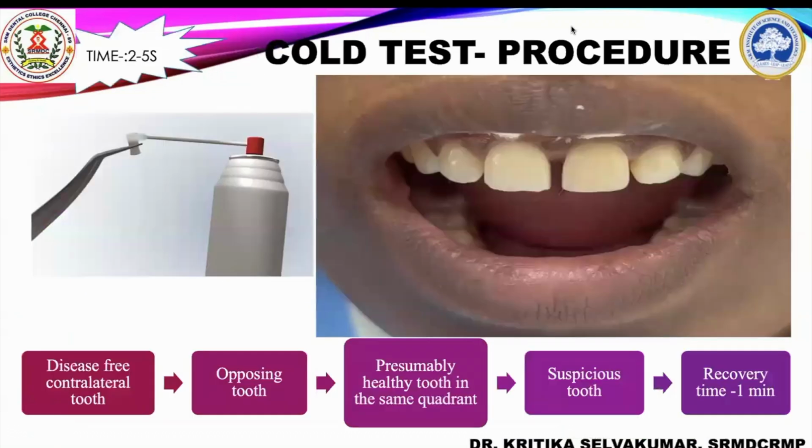How is this test performed? The sequence of testing is: first, the disease-free contralateral tooth is assessed, following which the opposing tooth needs to be assessed, and then the presumably healthy tooth in the same quadrant will be evaluated, and only then the suspicious tooth or tooth of interest will be assessed using the cold stimulus.